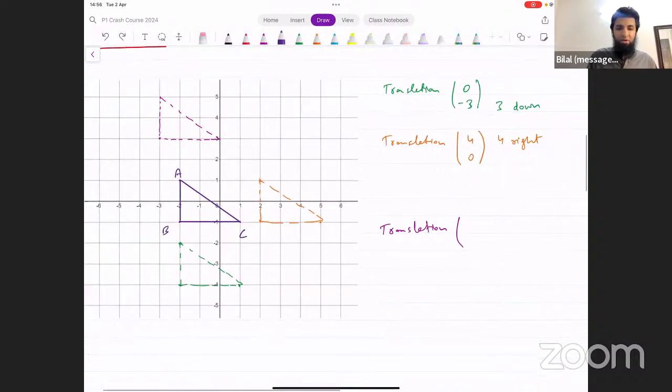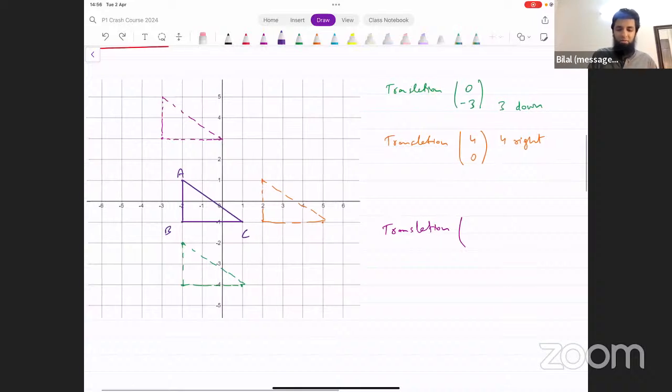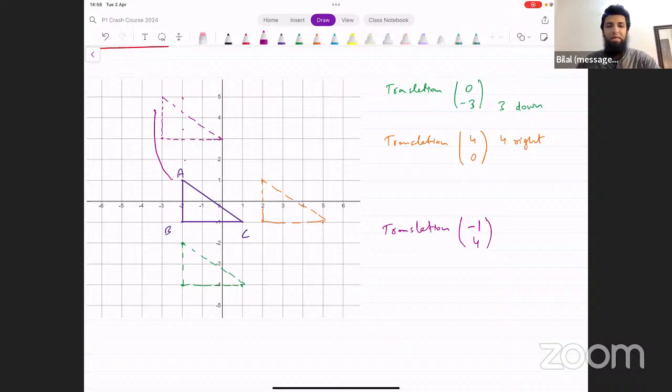So point A is going minus 1, 1 unit to the left. So we say it's minus 1. And how much up is it going? 1, 2, 3, 4. It's going 4 units up. So it's minus 1 and 4. All right. So the translation vector here is minus 1 and 4. Does that make sense? So you're going 1 unit left and 4 units up.